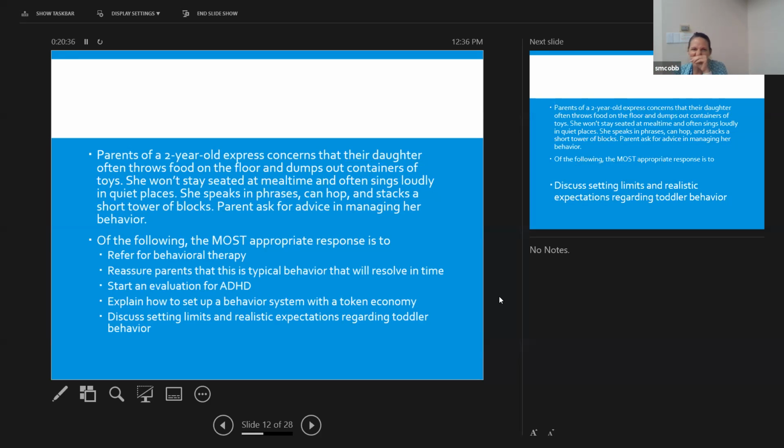So here is a 2-year-old daughter who throws her food on the floor. She dumps out containers of toys. She doesn't stay seated at mealtime, and she sings loudly in quiet places. She speaks in phrases, can hop, stacks a short tower of blocks. Parents ask for advice in managing her behavior.